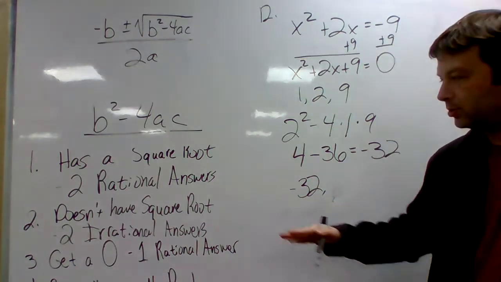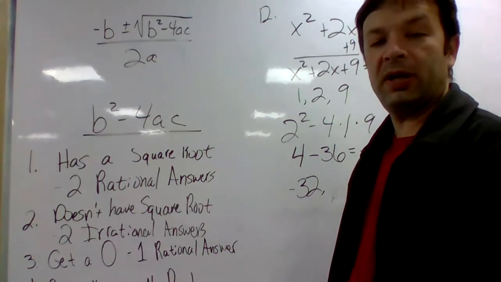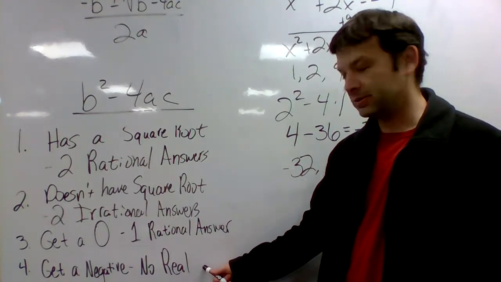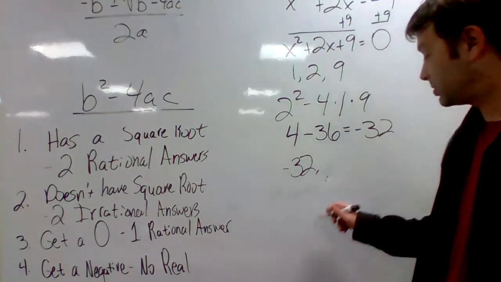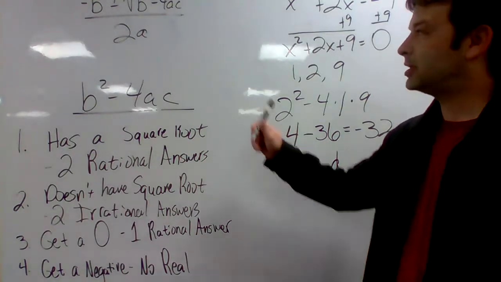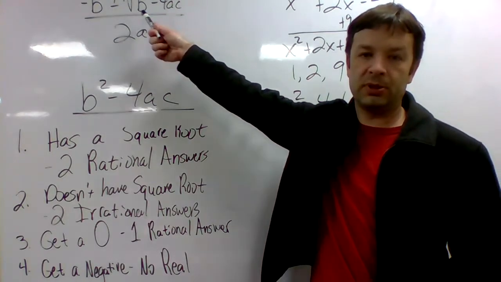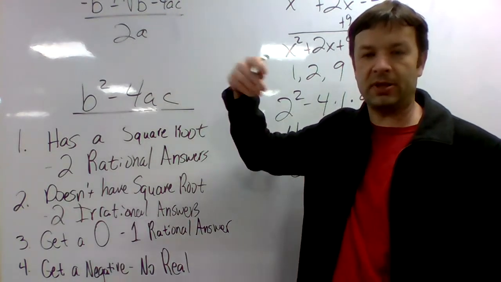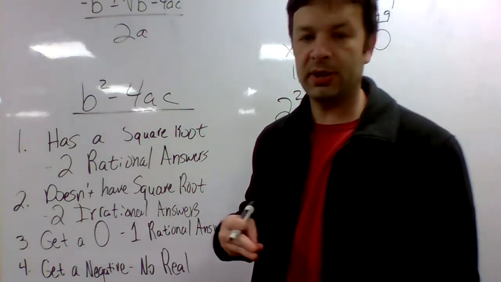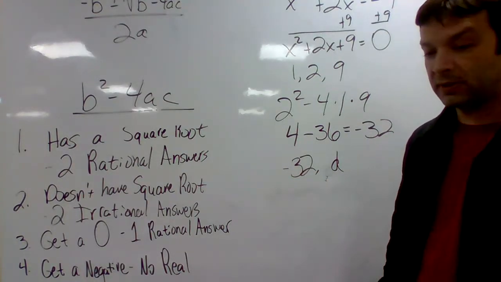And then what kind of answer are we going to get? Well, it's down here at the bottom. If we get a negative, it is not real. So we're going to put D, no real answer. Because, again, if you get a negative under a square root, it's not going to work out. Nothing times itself equals a negative. So the answer is it's not real. The end of that section.